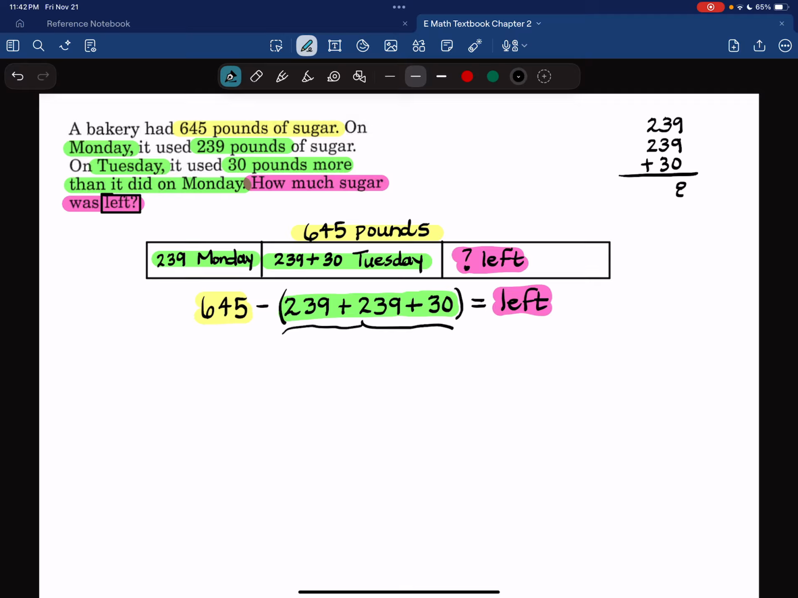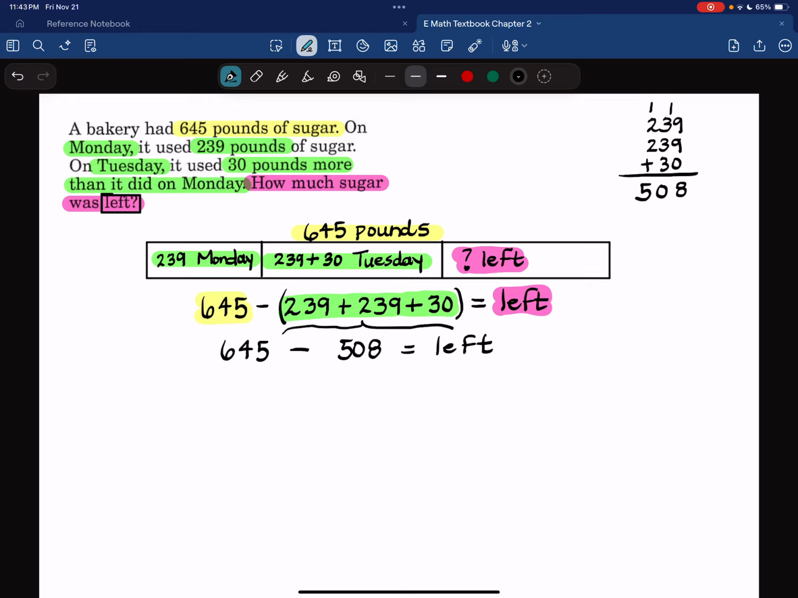That's 18, carry 1. 3, 6, 9 plus 1 is 10. 4 plus 1 is 5. So that's 508. This is a good high school equivalency question. You're doing algebra. So if it feels difficult, it is.